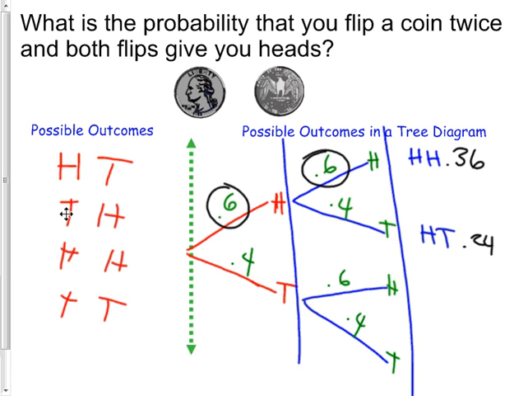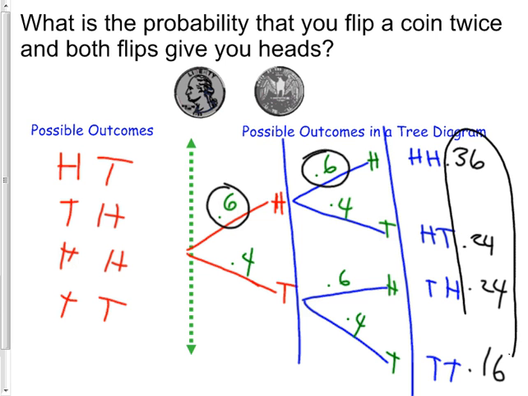Any wild guesses what's going to happen on the next one? It's the same. How come you know it's the same? Same combination of two numbers being multiplied, and if you multiply and reverse the order, it's called the commutative property. It stays the same answer. So 0.6 times 0.4 is 0.24 again. And the last one is different than all the other ones. And it's what? Tails, tails. And it is what decimal? 0.16.